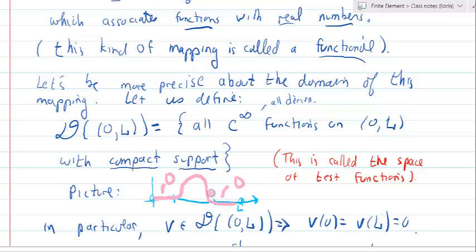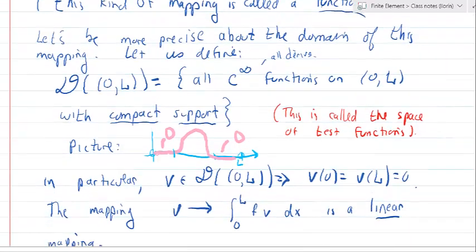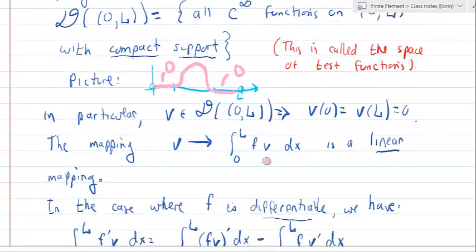So the set of functions script D on the interval from 0 to L is called the space of test functions on the interval from 0 to L. In particular, since the function has compact support, it has support inside a closed interval, which means that it cannot be non-zero at the two endpoints. So the function is 0 at both endpoints. That turns out to be important later.